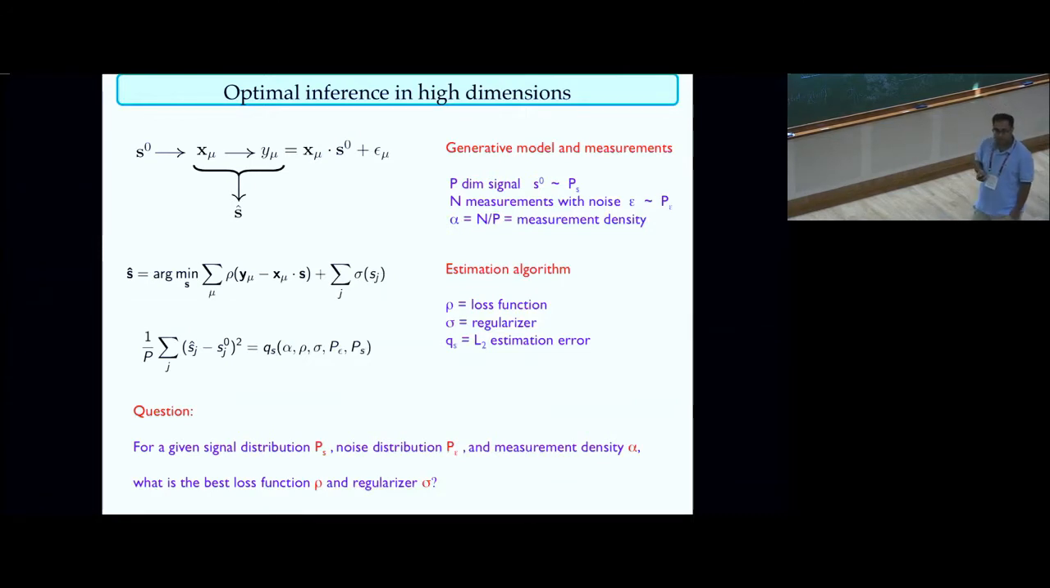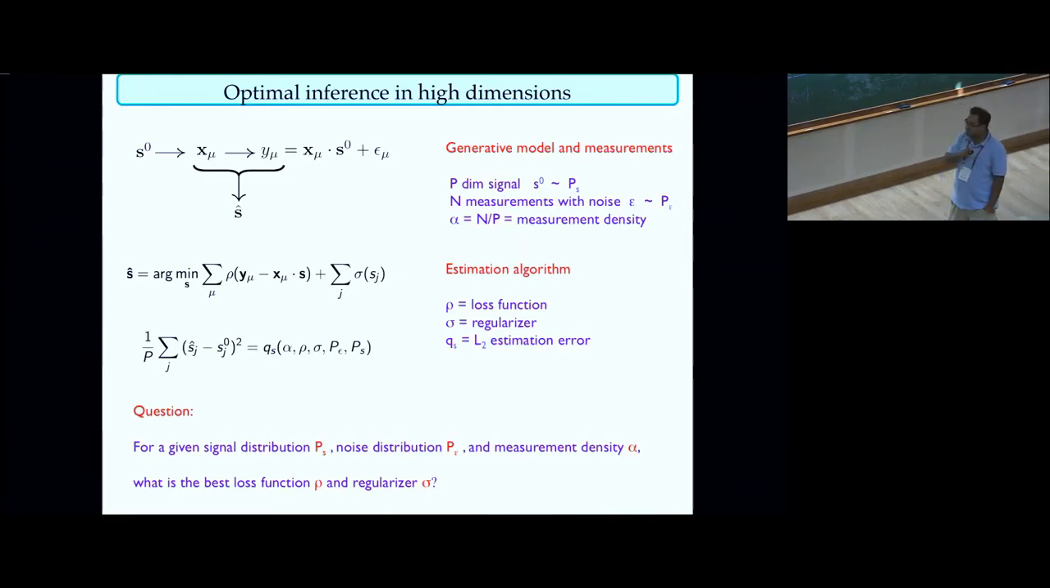There's no structure in the original signal. It's IID across components. Exactly. Although it's interesting, some of the stuff that Professor Kabashima talked about, structured sparsity, could potentially be incorporated here.